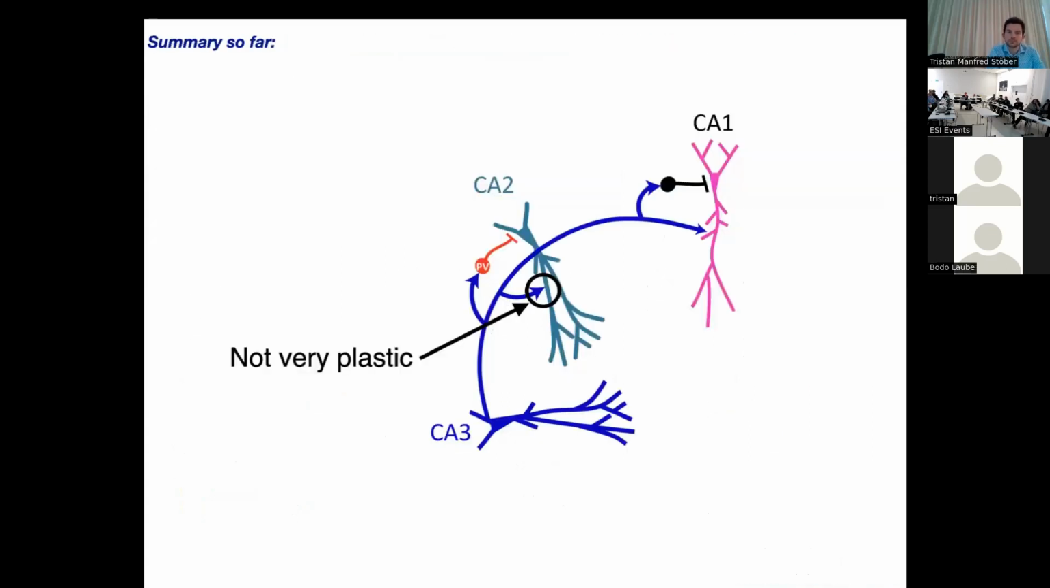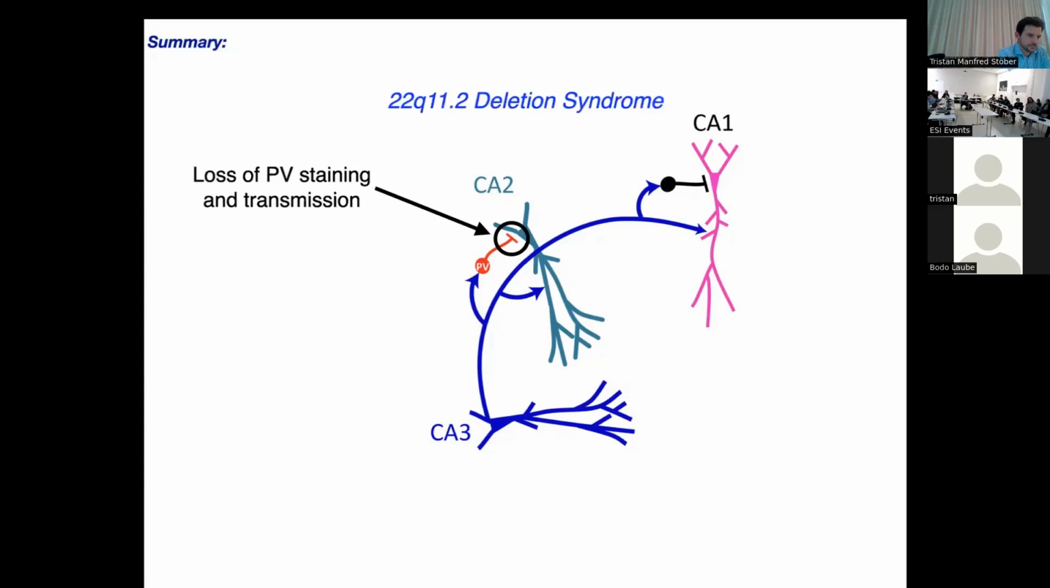So, okay. Here's a summary so far. Here's our fun little circuit. We have CA2 right in the middle, and you have the CA3 inputs coming in. The dogma in the field, which Serena has shown, is that this input here is not very plastic at all. However, we do have this PV input, these parvalbumin cells. This is highly plastic, mediated by delta opioid receptors. And in the deletion animals that we're looking at, we have the loss of the staining of these cells. I can't tell you if the cells are gone. We can't detect them anymore. And there is a loss of GABAergic transmission.